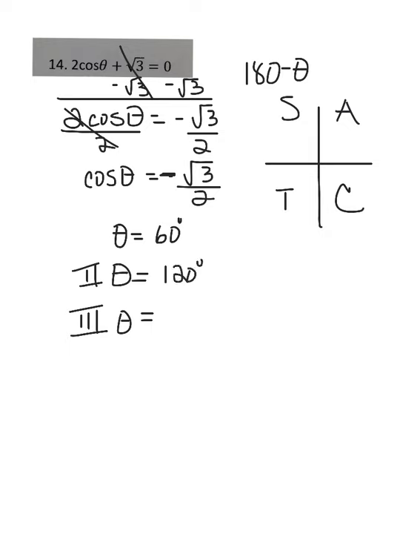Okay, and then in the third quadrant, remember, if we're looking for the actual angle, we do 180 plus the reference angle. So 180 plus 60, which is 240. Okay, so these two answers right here are our answers, but we have to put them into radians.